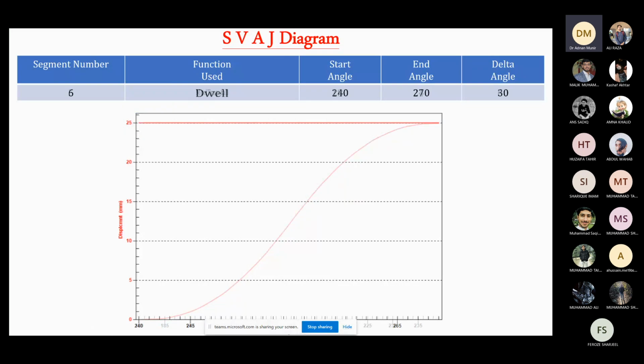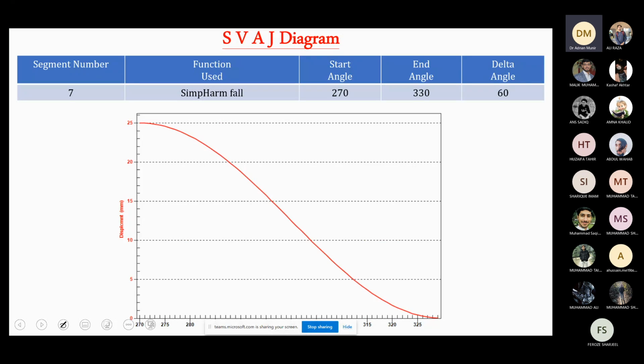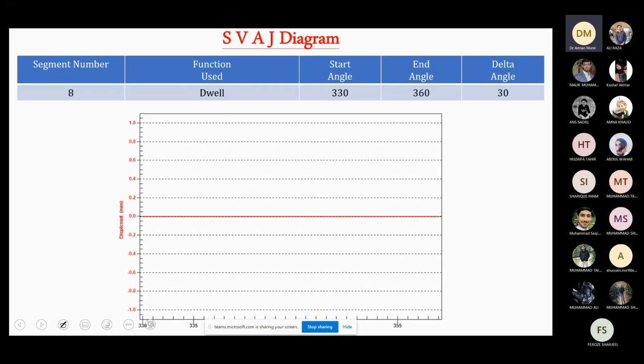Now again, after that rise, we have dwell for 30 degrees. I'll just quickly go through this now. After the dwell, we have another fall, and this fall is modeled as a simple harmonic motion fall. It happens from 270 to 330 degrees, where the delta angle is 60 degrees. This fall is followed by a dwell again from 330 to 360 degrees. So this completes the 360 degree revolution of the cam.